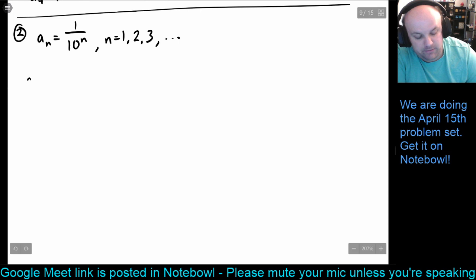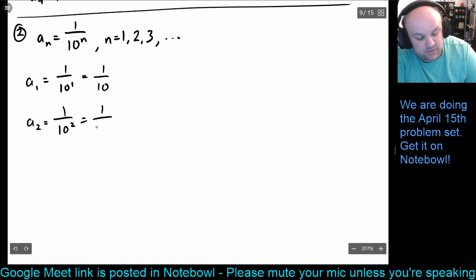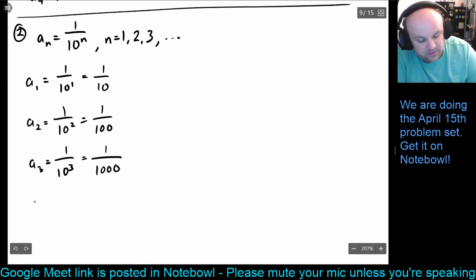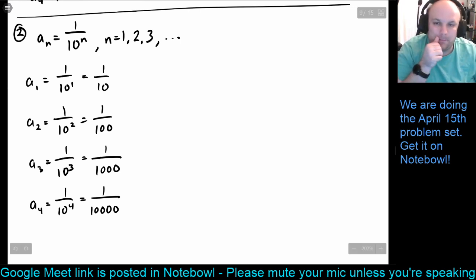All right, so a1, this is 1 over 10 to the 1, which is 1 over 10. A2, this is 1 over 10 squared, which is 1 over 100. A3, 1 over 10 cubed, which is 1 over 1,000. And A4, 1 over 10 to the 4th, which is 1 over 10,000.